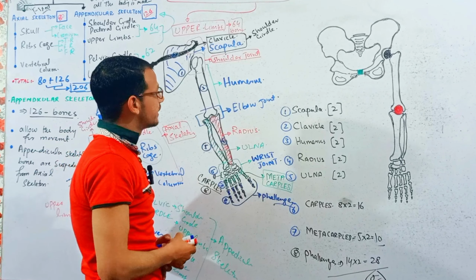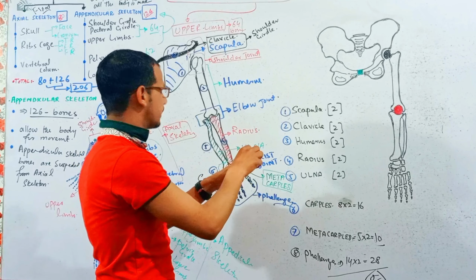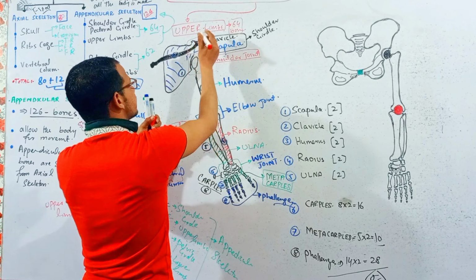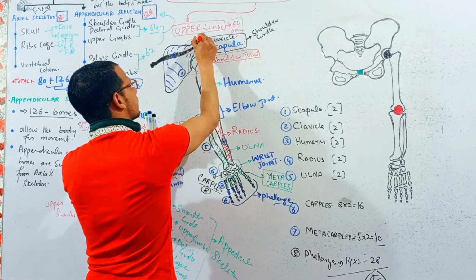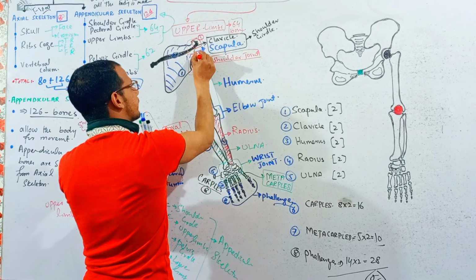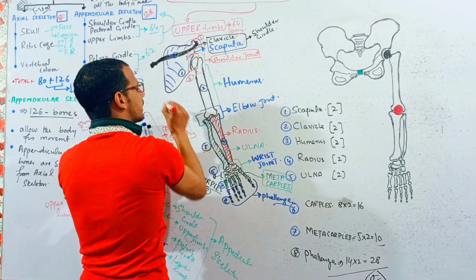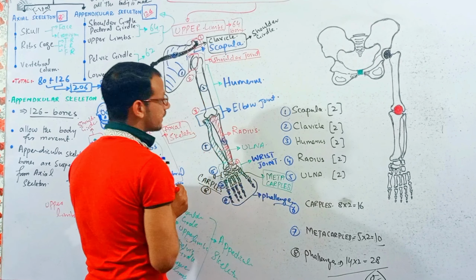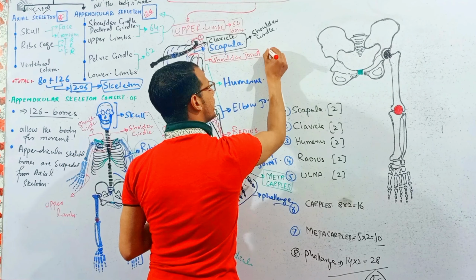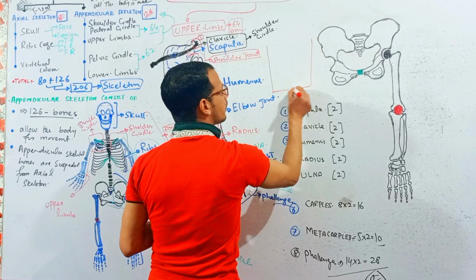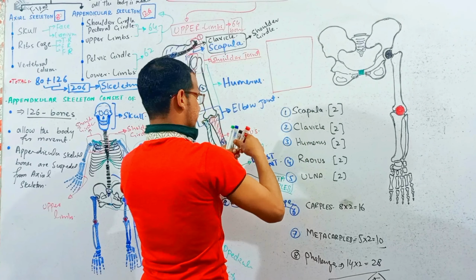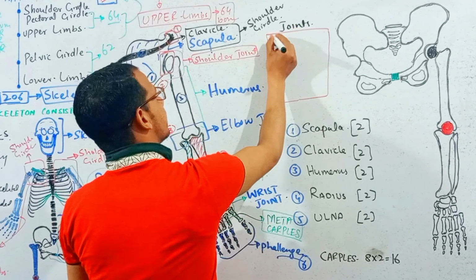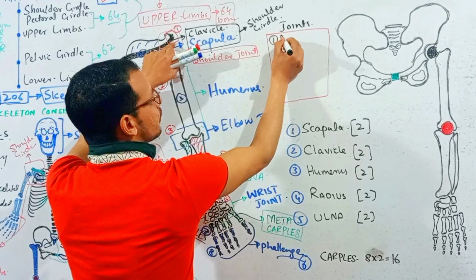If we talk about the joints of the upper limbs, we have this one joint. I am numbering these joints also. For example, we have this one joint, this is the second joint, this is third joint, this is fourth, right? So we have the joints of upper limbs. The first joint is the acromioclavicular joint.